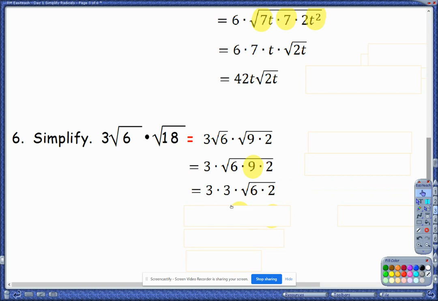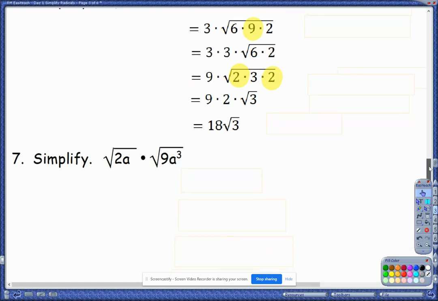However, 6 itself is made up of 2 times 3, and then there's a times 2, which makes 2 times 2 is 4, which is a perfect square. So the 4 will come out as a 2, and you're left with radical 3. And then we simplify to 18 radical 3.